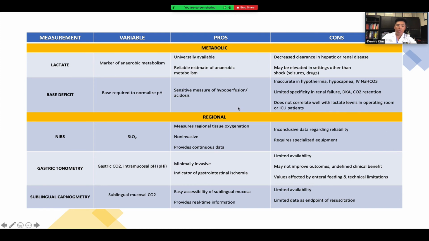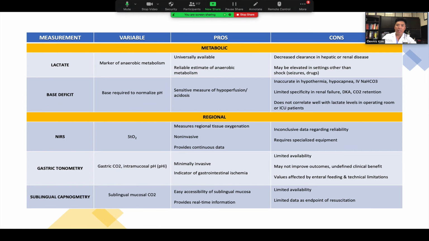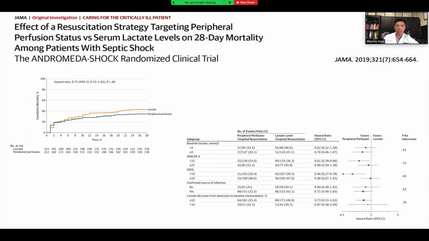In terms of the regional modalities, we'll maybe spend one slide on that. I think the one study I do want to talk about is this Andromeda shock study that was published last year, and this was presented at last year's clinical congress.